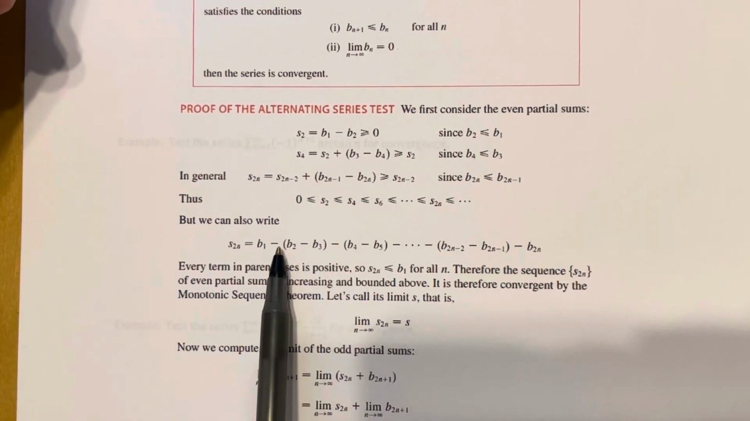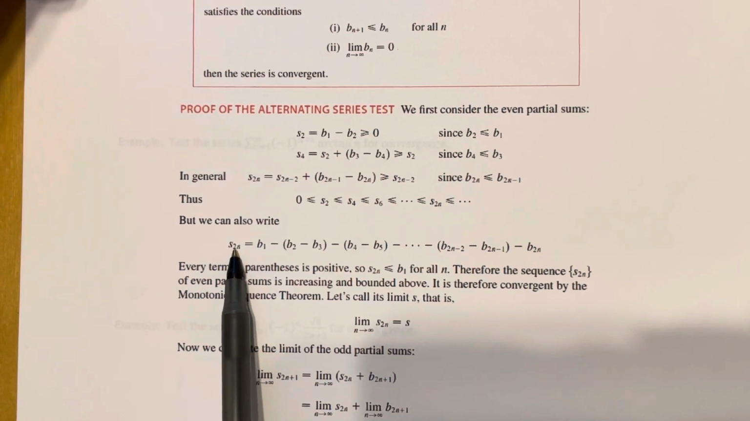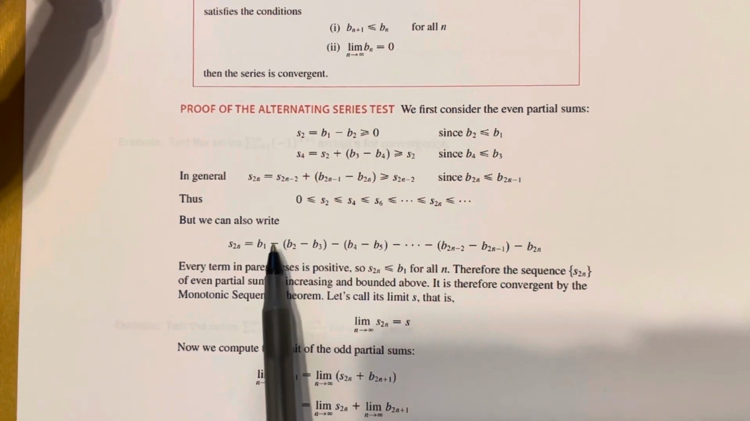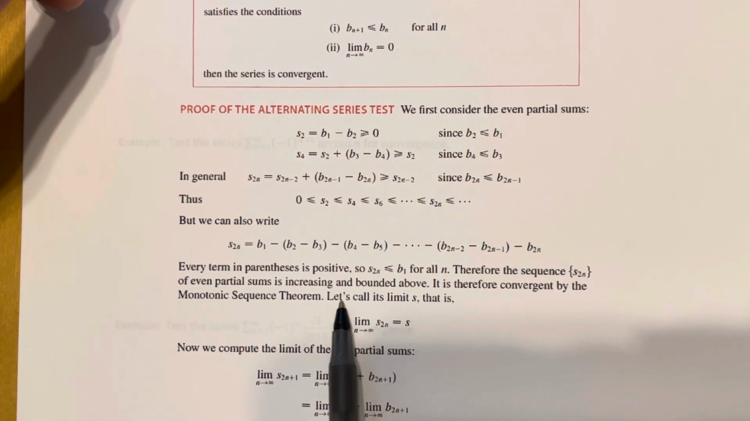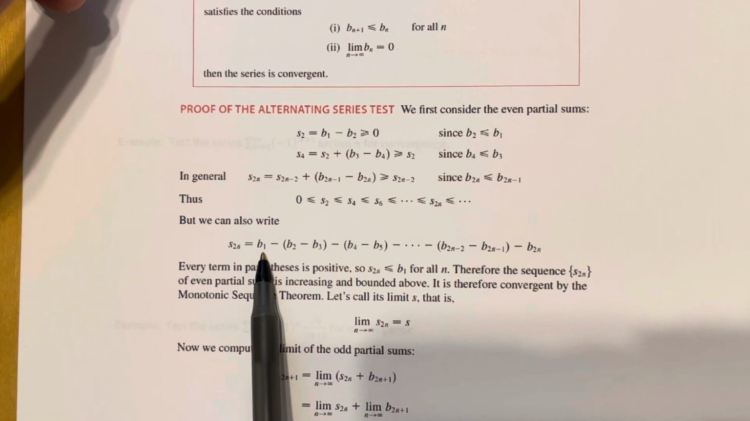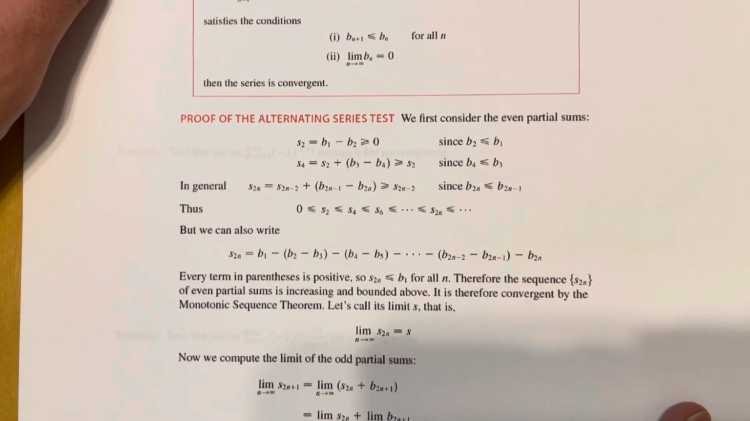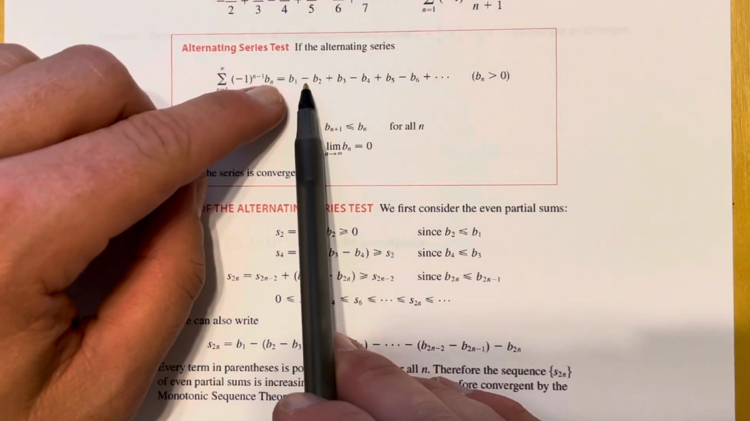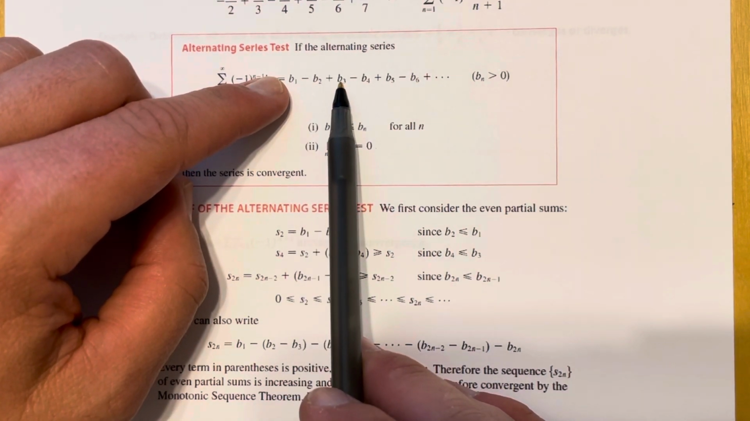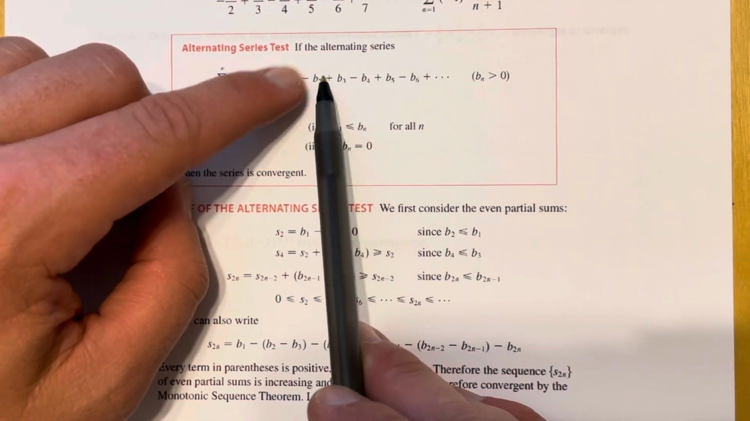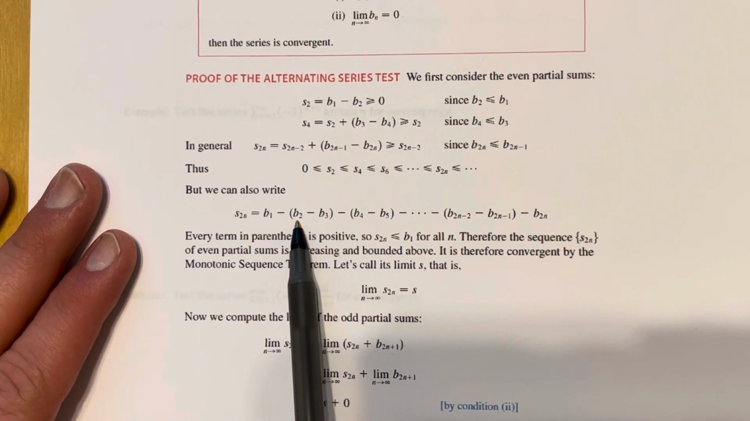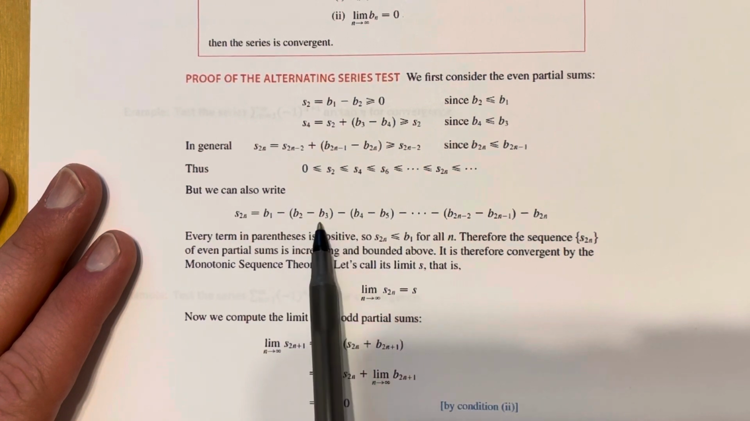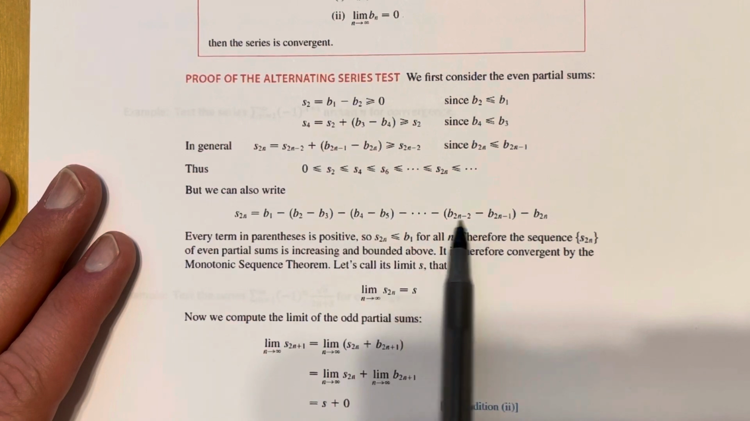Alternatively, I can also write any even partial sum this way. Up here I was grouping terms in a specific way. Here I'm going to group them in a slightly different way. I'm going to leave the first term alone, then group up the next two terms: negative B2 plus B3. If I group up those two terms and factor a negative out, I get B1 minus (B2 minus B3) in parentheses. Notice that negative would distribute back in to give me a positive here. And then I do that for all of these other pairs of terms.